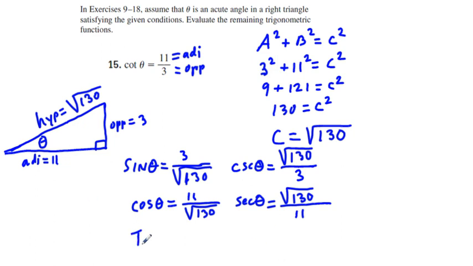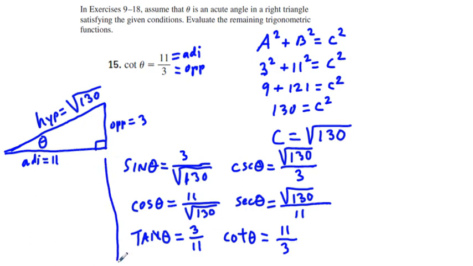And then tangent theta is equal to opposite over adjacent, so that's 3/11. And we were already given cotangent to begin with, but just to round off, to complete the list here, we'll have cotangent theta is equal to 11 over 3. So box in these answers as correct.